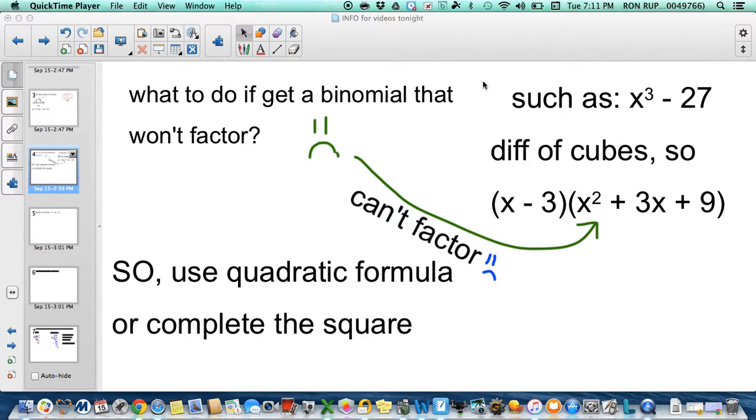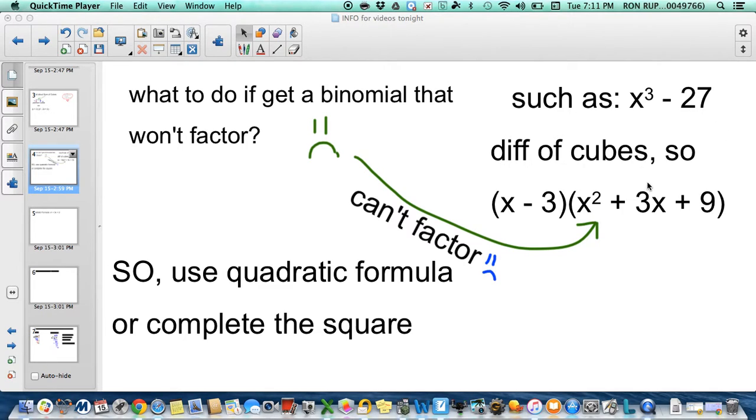So what do you do if you get a binomial that won't factor? So you've done greatest common factor, you factored by grouping, and you're left with something that you can't factor. So what you can do is, let's start with x cubed minus 27.